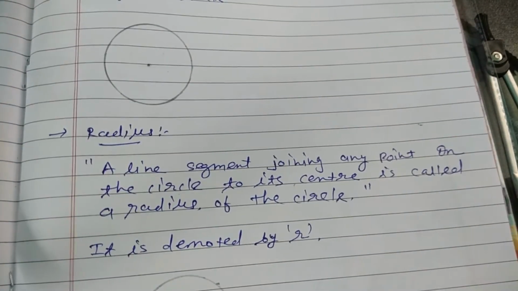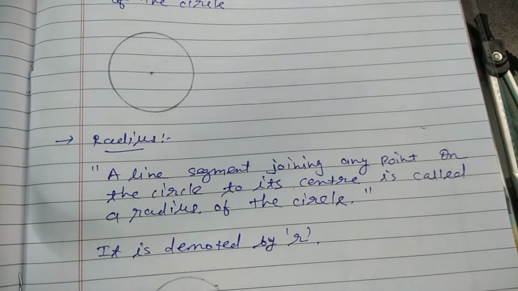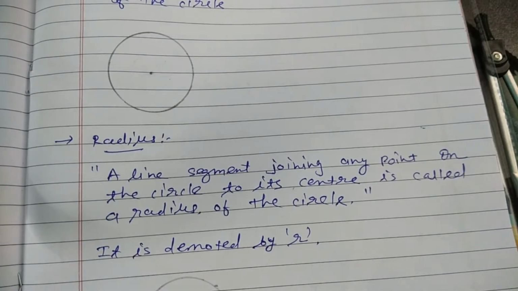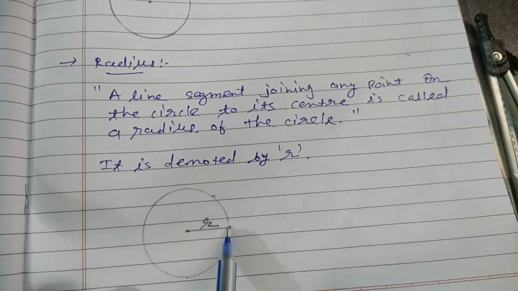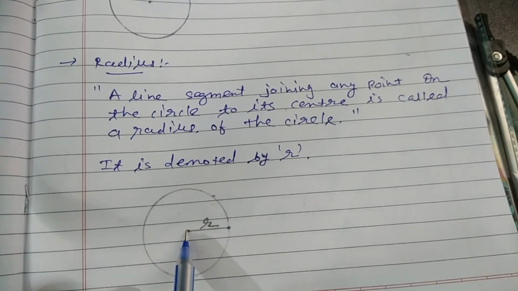Next, radius. What is radius? A line segment joining any point on the circle to its center is called a radius of the circle. And it is denoted by small r. Here, this is a circle, and a line segment joins a point on the circle with the center. Its one end point is the center and the other end point is a point on the circle. This line segment is called a radius.